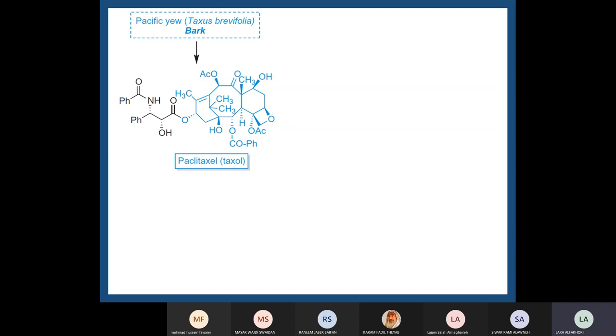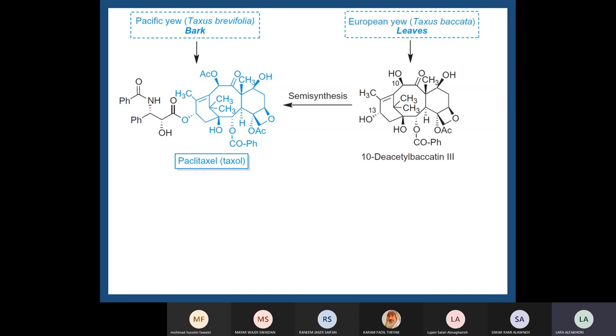from. Only when they found out, you know, the leaves of a species that is similar to this tree gives rise to an intermediate that is structurally very similar to it, which is shown in here, where this precursor can be semi-synthetically eventually converted into paclitaxel. This is when paclitaxel was available for patients. Okay?